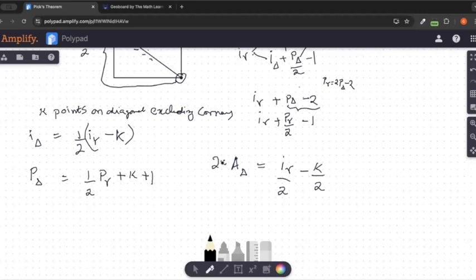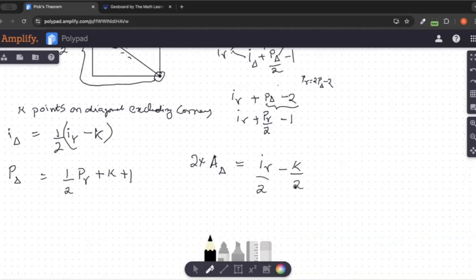Let me do 2 times that. K gets cancelled. It will be I R minus K, minus half I'm getting, half plus. I got it as 2 times the area of the triangle is equal to I of R plus P R by 2 minus 1. I got it. Great. We'll take it.